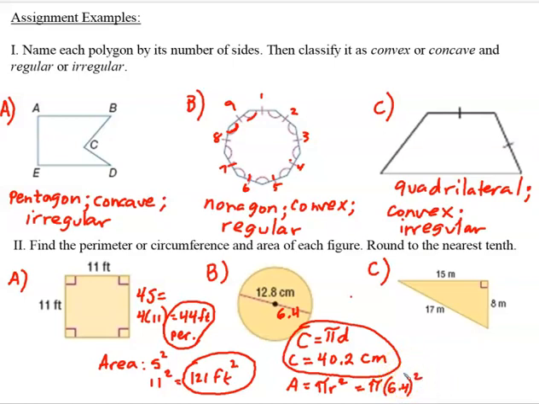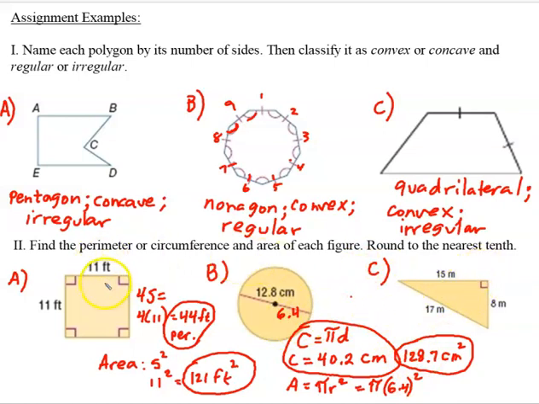All right, so let's go to our calculator. And once again, use the pi button. And then we're going to multiply that times 6.4 raised to the second power. And looks like to the nearest tenth, it's going to be 128.7 square centimeters. So again, just a reminder, when it comes to area, make sure you do it in units squared.